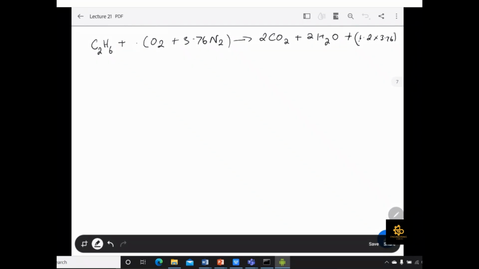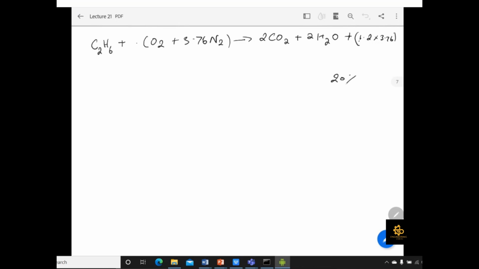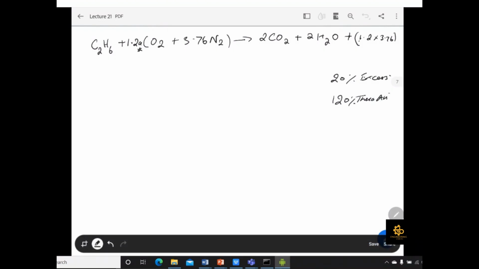Now here in the question it is mentioned that we have 20% excess air. The meaning of this is that we have 120% of theoretical air, so you just have to multiply by 1.2. This is the percentage, and you represent it with ath. This ath is basically the stoichiometric coefficient of the air. We will find this when we are dealing with excess air problems.